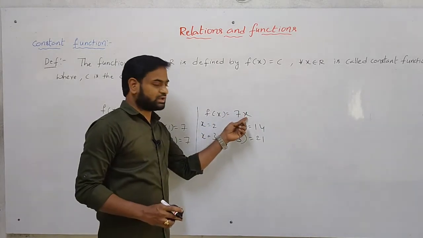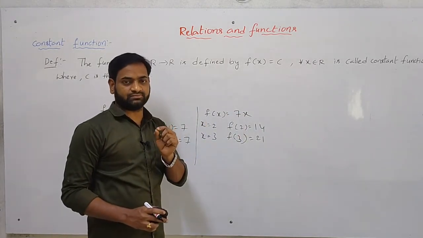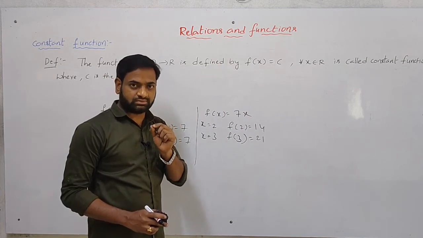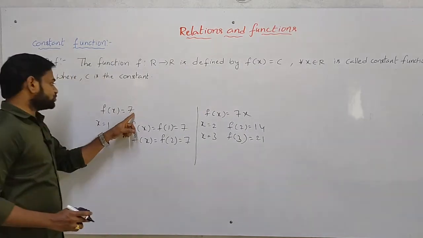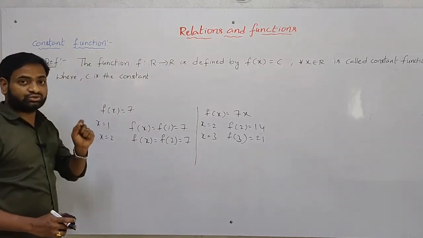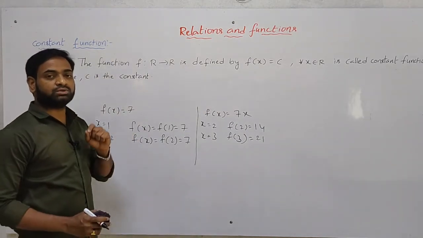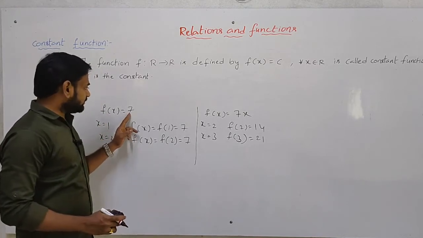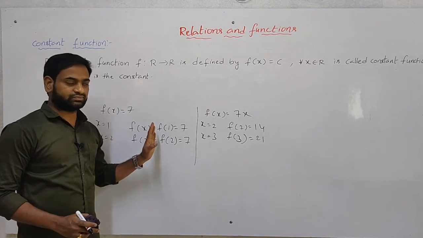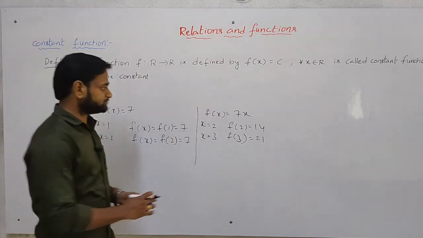So if you have an x term, then you can substitute the x value here. Here there is no x term. Then how can you substitute here? It is not possible to substitute an x value. That's why the value is constant. That is the difference. Observe here.